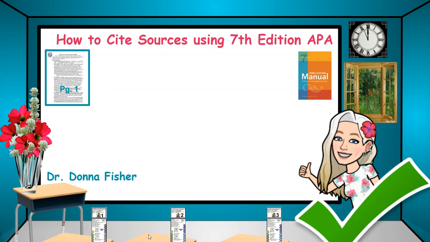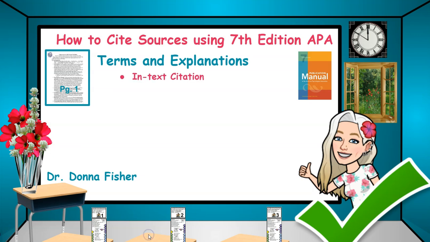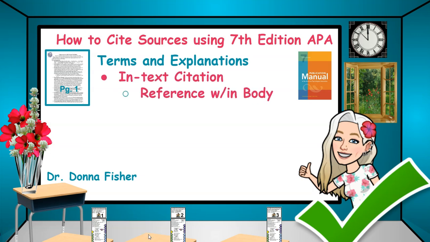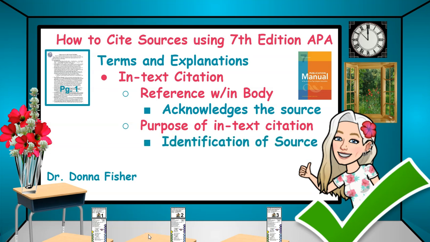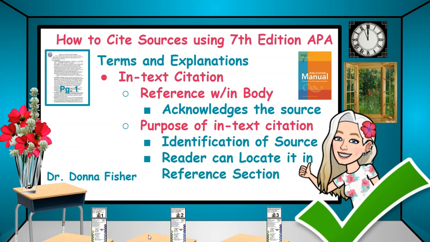In-text citations. An in-text citation is a reference within the body of a written work that acknowledges the source of the information used or referred to in the text. The purpose of the in-text citation is to provide brief and clear identification of the source material, allowing readers to locate the complete citation in the reference/references section.